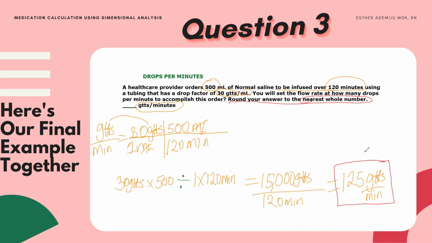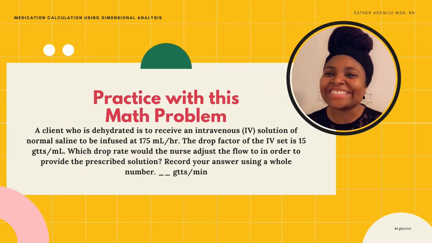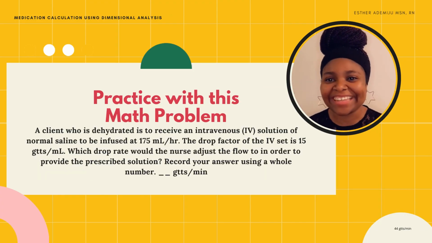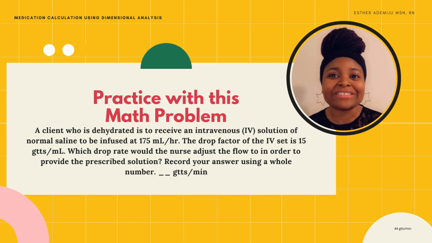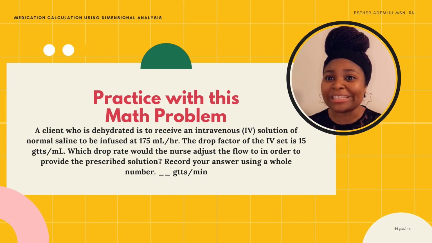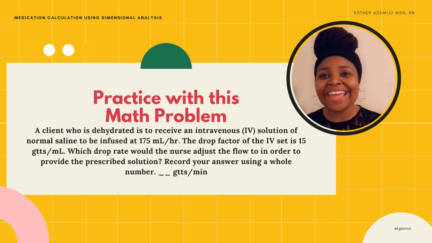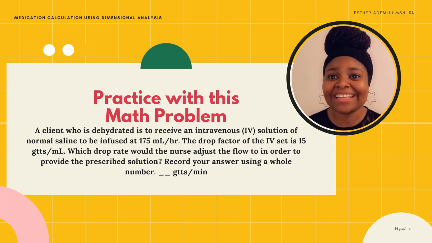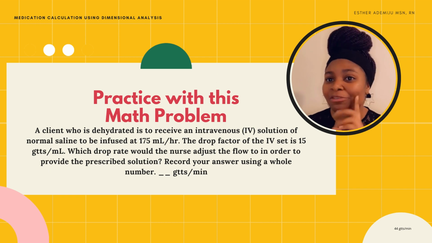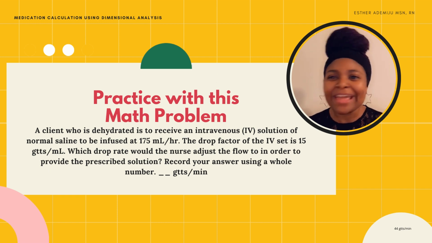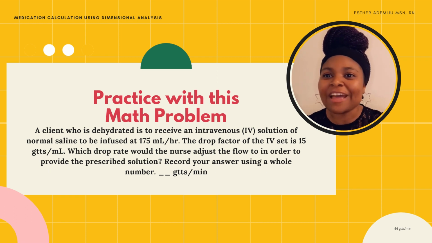So that's how you use dimensional analysis to solve drops per minute. And that is it on this tutorial on dimensional analysis. I hope you have learned a thing or two. I hope by now you know what dimensional analysis is. You can do your conversions, and you can use dimensional analysis to solve at least 3 problems that we've looked at today. And practice, practice, practice. Remember your 6 rules, follow it, and you are going to be just fine.